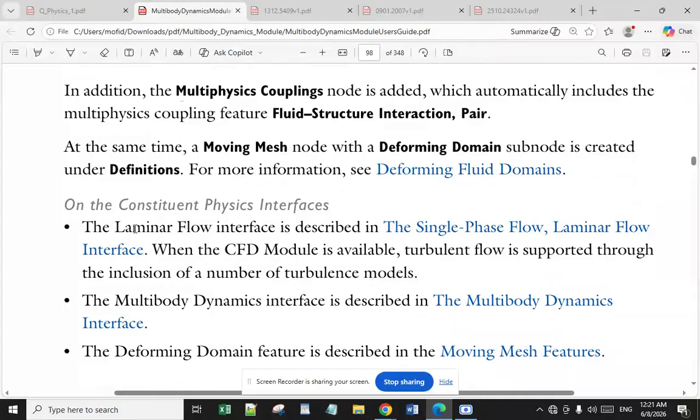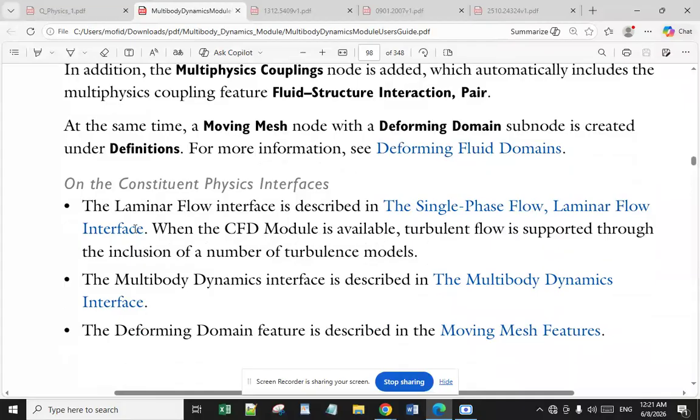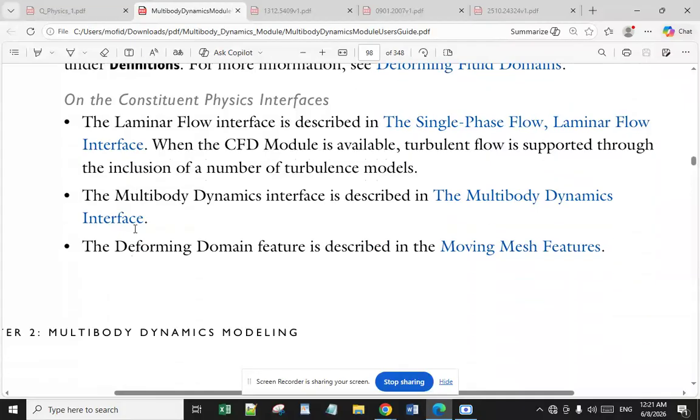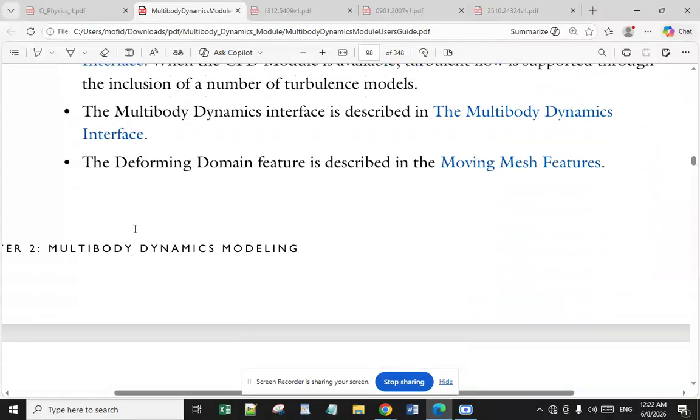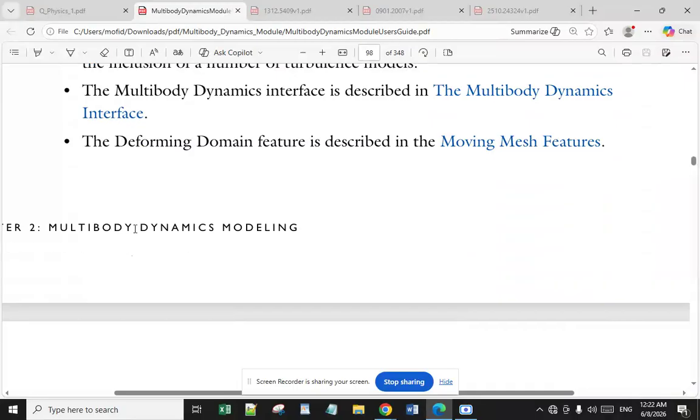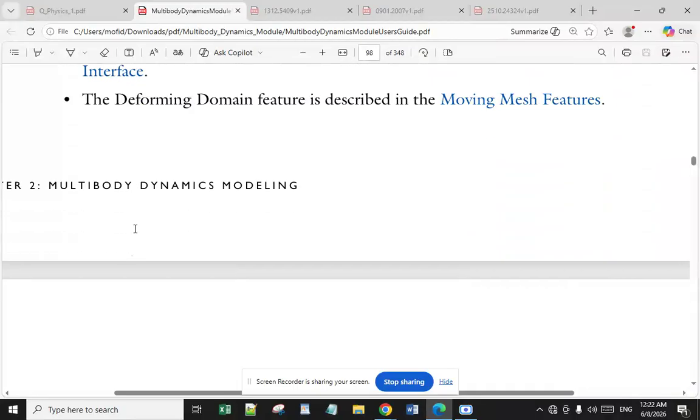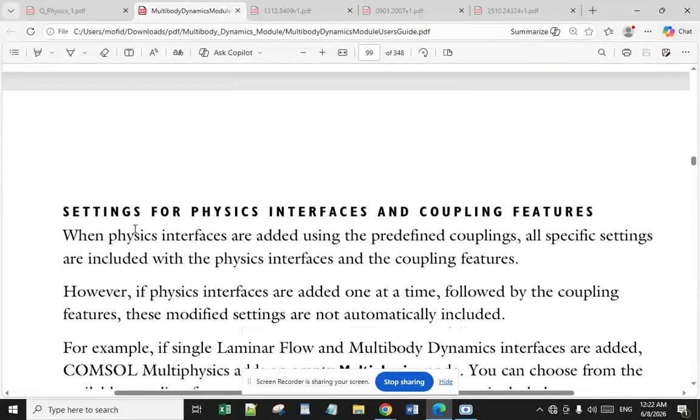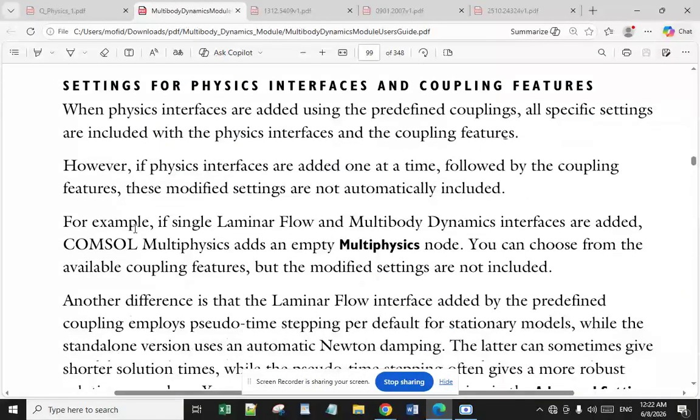For more information, see deforming fluid domains. On the constituent physics interfaces, the laminar flow interface is described in the single phase flow laminar flow interface. When the CFD module is available, turbulent flow is supported through the inclusion of a number of turbulence models. The multibody dynamics interface is described in the multibody dynamics interface. The deforming domain feature is described in the moving mesh features. Now I want to go to the settings for physics interfaces and coupling features.